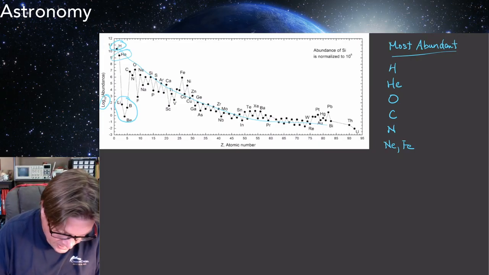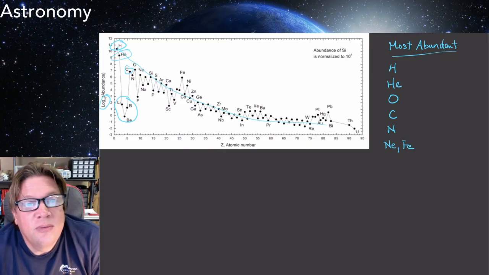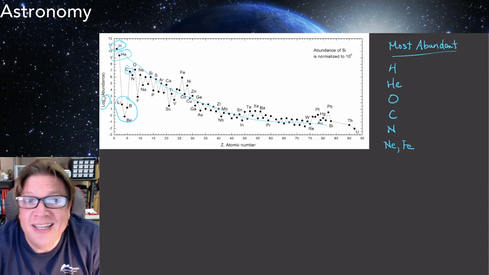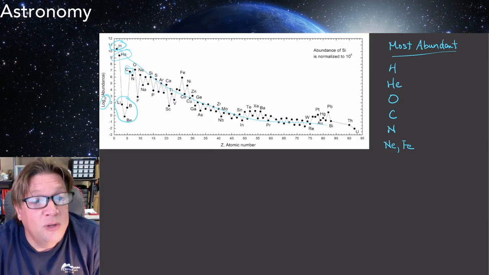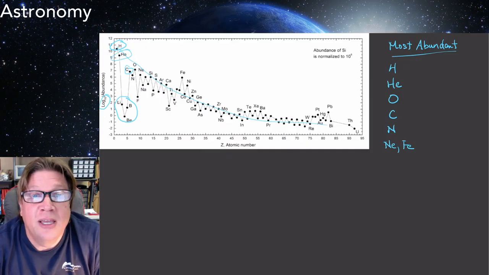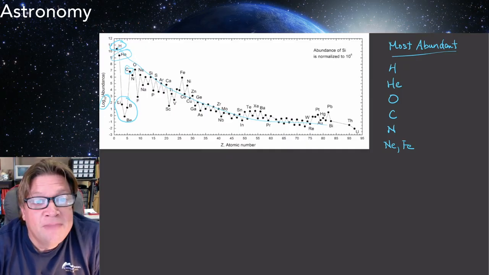So once you get back up here to carbon, that's something that stars can make pretty easily. So it tends to be pretty abundant. So now we know that was originally kind of a mystery. Why are lithium, beryllium, and boron not very abundant in the universe? Well, once we developed a theory of how stars work, now we can answer it, because stars don't make it.